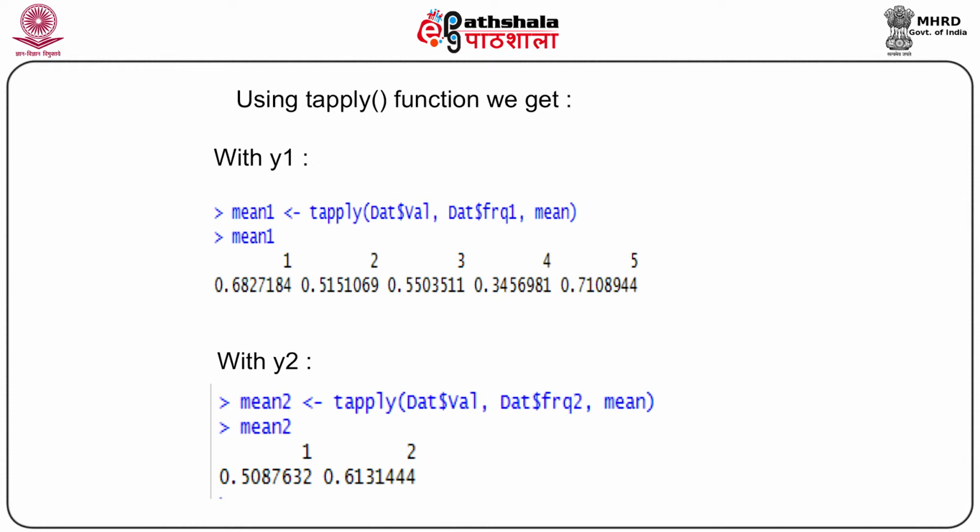Considering y2, we have 5 numbers corresponding to each of the 2 frequencies. So the means corresponding to each of the 2 sets are calculated and here are the desired results.